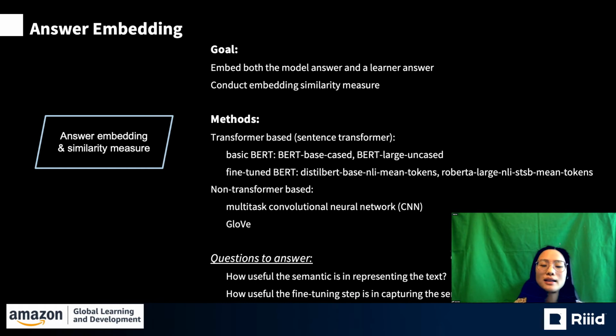Same as in segmentation, we use both BERT and fine-tuned BERT in representing the semantics. Again, we want to see the difference a fine-tuning step brings. For non-transformer based, we use multitask CNN and GloVe. Both construct embeddings based on statistics other than semantics. We want to see how semantics is helping in representing the text. Okay, so that's a framework and the components.